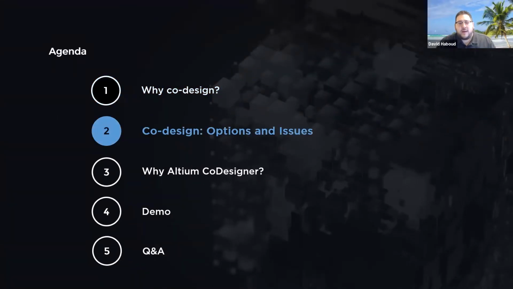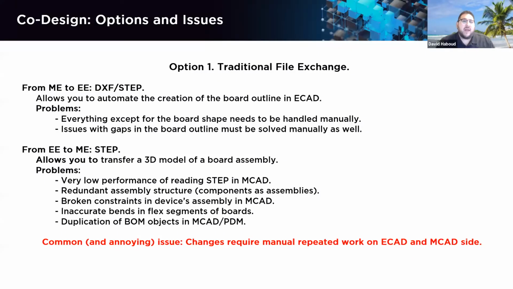So now that we've talked about the needs of CoDesign, we start looking at the ways that people have done CoDesign in the past. In the past, a lot of people came from the mechanical side over to the electrical side. They used DXF and STEP files. This was okay. It allows you to automate the creation of the board outline.